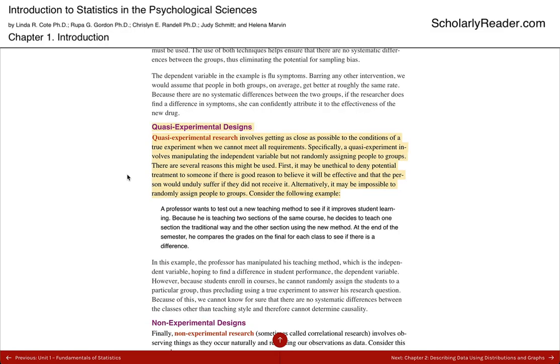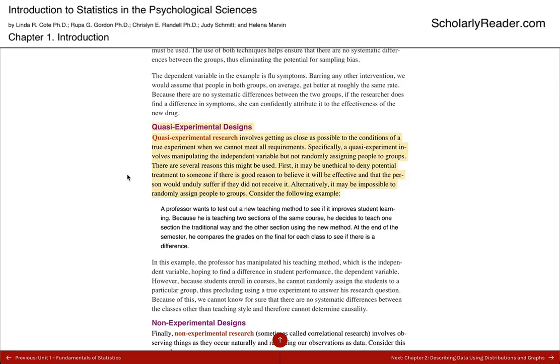Quasi-experimental designs. Quasi-experimental research involves getting as close as possible to the conditions of a true experiment when we cannot meet all requirements. Specifically, a quasi-experiment involves manipulating the independent variable but not randomly assigning people to groups. There are several reasons this might be used. First, it may be unethical to deny potential treatment to someone if there's a good reason to believe it will be effective and that the person would unduly suffer if they did not receive it.